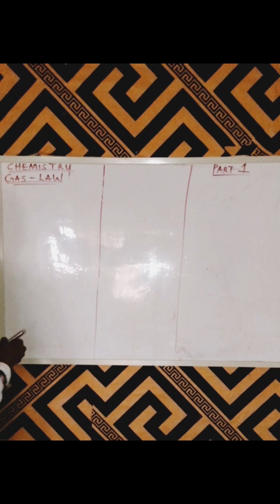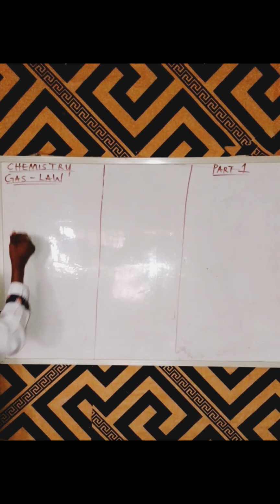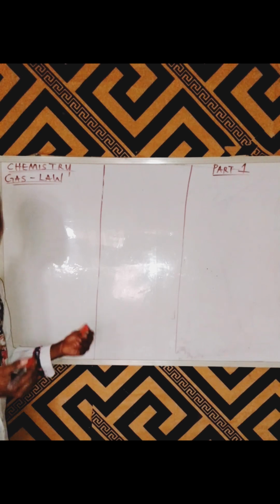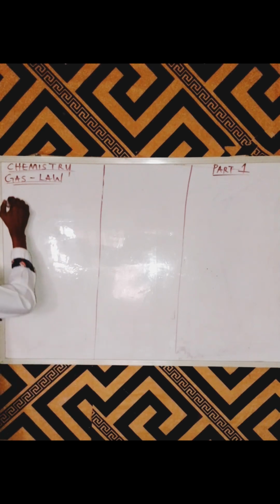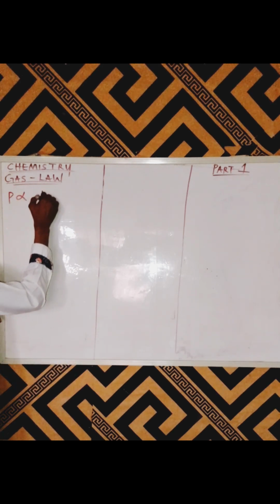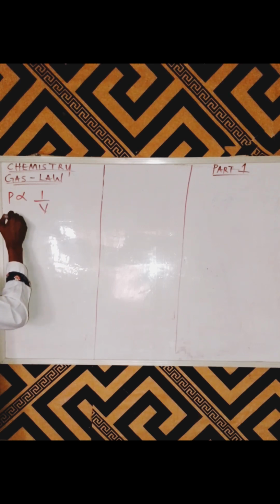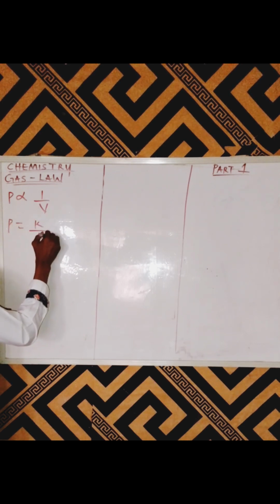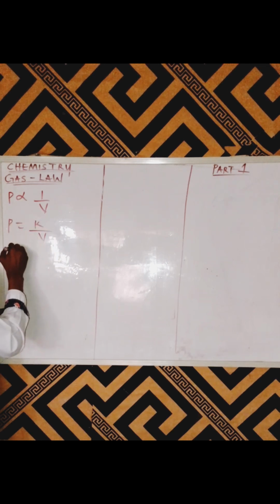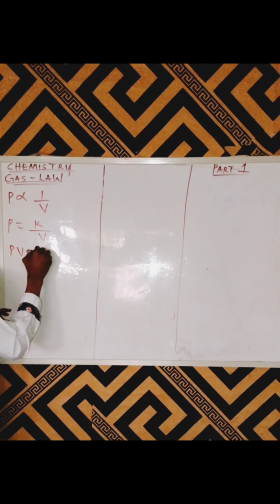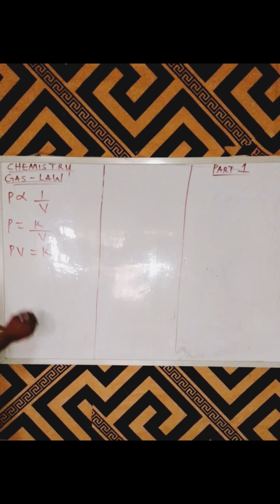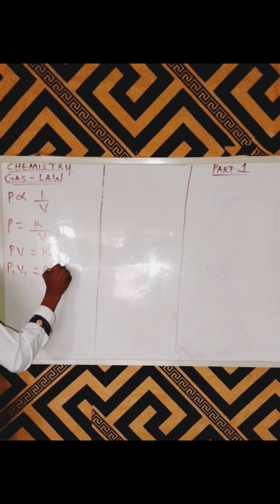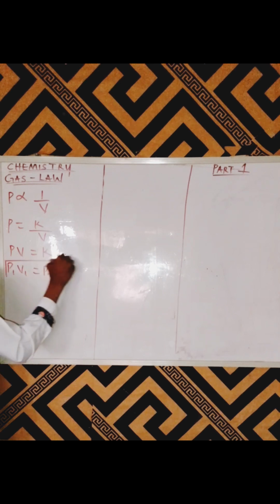Now for Boyle's law, it says that pressure is inversely proportional to what? To volume. So I'm going to have P is inversely proportional to volume. Then I'm going to have P is equal to K, if I add a constant, over V. I cross multiply. I'm going to have PV equals a constant. This is what I'm saying: P1 V1 is equal to what? P2 V2.